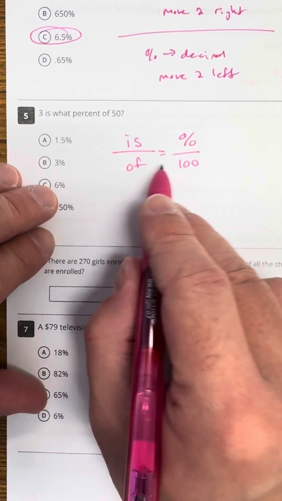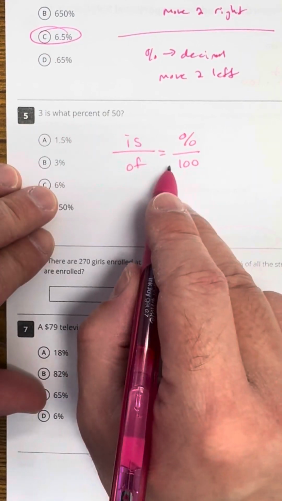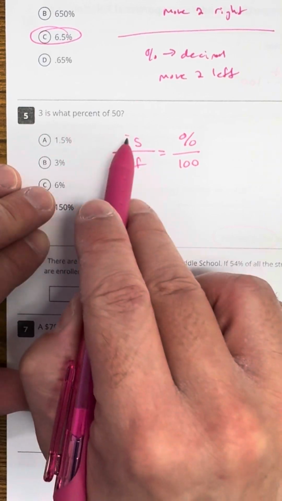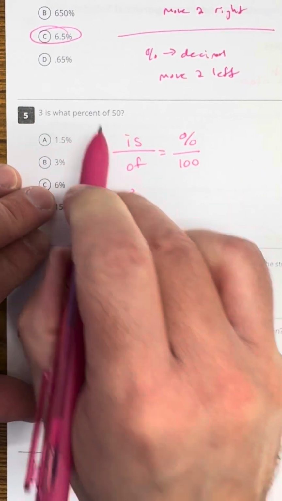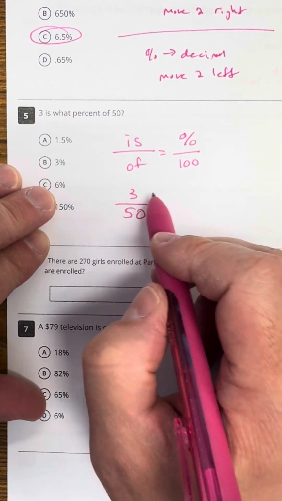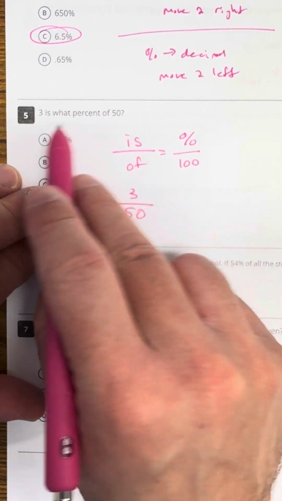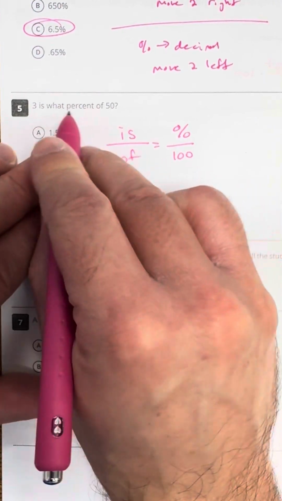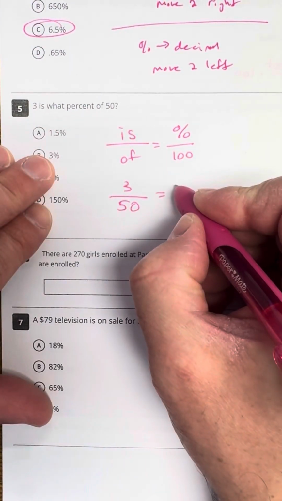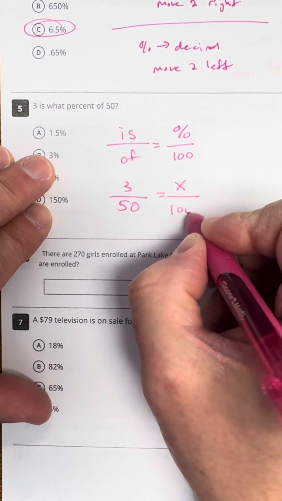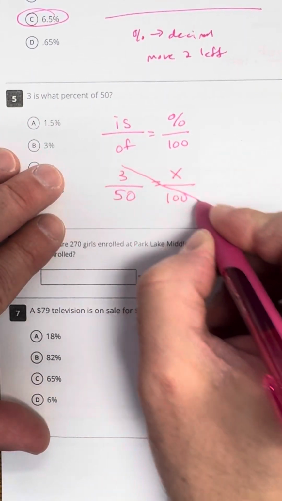So let's plug in the numbers from this question into this and cross multiply. 3 is, okay, that's 3 is, and so 3. Of 50, okay, so 50. Right, so the 3 is the is number and 50 is the of number because that's what this sentence says. Now, we don't know the percent. It says what percent. So we're going to put X for our percent, our unknown, over 100. Okay? So now what we're going to do is we're going to cross multiply.